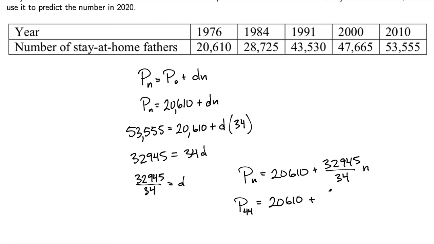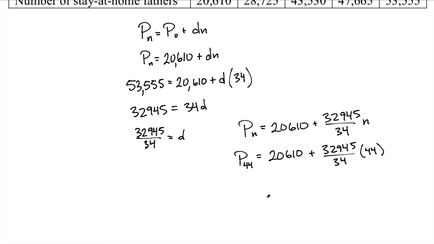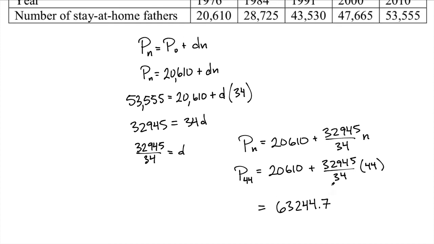20,610 plus 32,945 over 34 times 44. Plugging this into our calculator, we get an approximate answer of 63,244.7. Now, this number is actually supposed to represent the number of stay-at-home dads, so that should probably be a whole number. So we're going to go and round this up to 63,245.